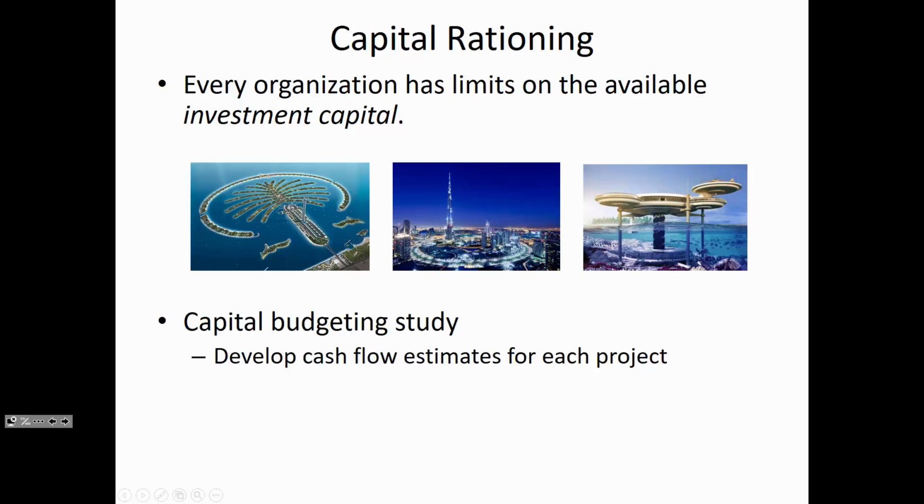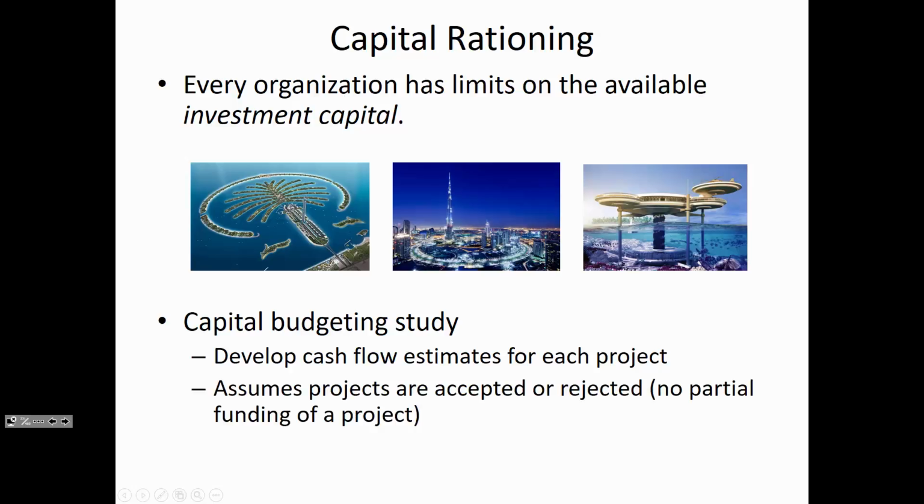So what you're going to learn how to do today is called a capital budgeting study. And the first step of such a budgeting study is to generate, for all the alternatives you have, a cash flow diagram or a cash flow table that shows the costs that are required, the revenues that can be anticipated, operating costs, salvage values, and so on. All the things that go into a cash flow diagram.